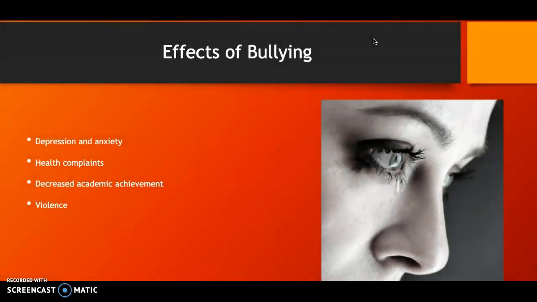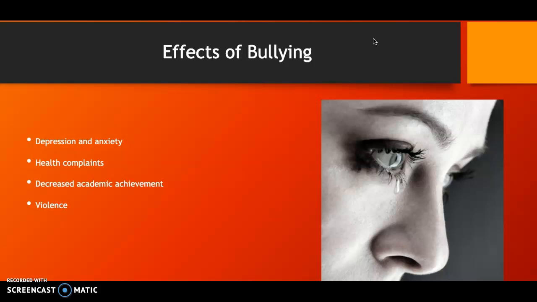There are also many negative effects of bullying, which you might imagine. Two negative effects of bullying are depression and anxiety. A child who is bullied may experience a loss in self-worth and become depressed and anxious. Health complaints are also associated with bullying and tie in with mental health issues. This is in part due to the stress that mental health issues can put on a person, especially a young person.